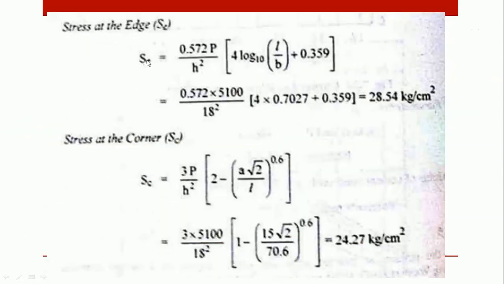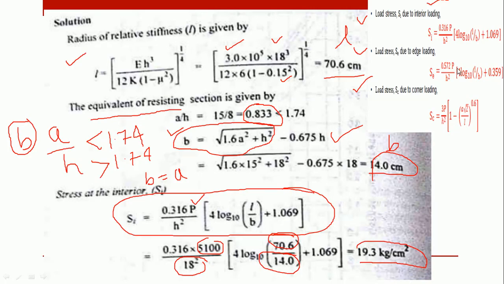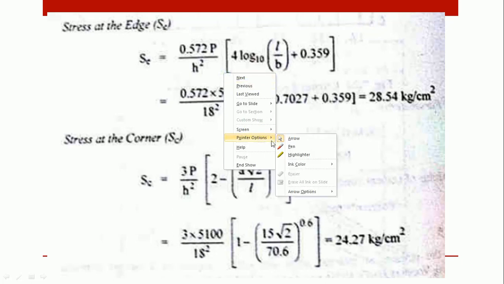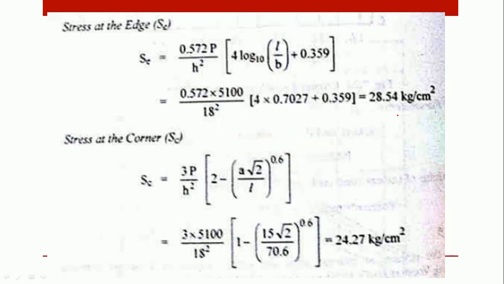Similarly for edge as well as corner, it is the same approach. If it is not clear, just go through the formulas for edge as well as corner. Substitute in the formulas, all the things are known: P is known, H is known, L and B. Only the multiplication factors vary here. Substitution and calculation follow. By substituting this, we get the stress at the edge. Similarly, we get the stress at the corner.